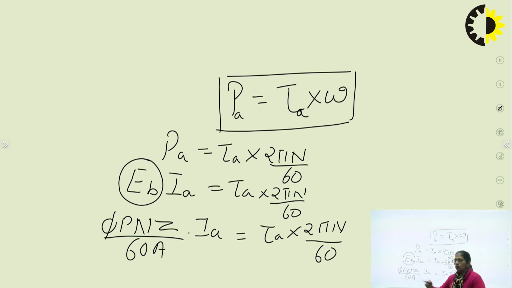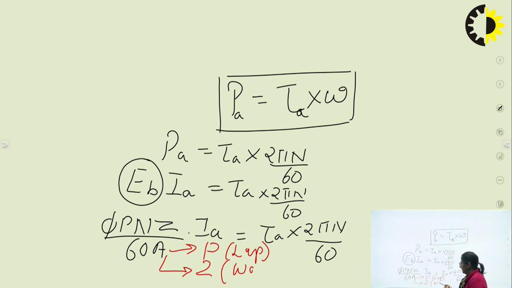P is the number of poles of the field. N is the speed of the armature at which it is rotating. Z is the total number of conductors on the armature. A is the number of parallel paths and depends upon the kind of armature winding. If it is a lap winding, then this A is going to be equal to the number of poles. This is for lap. And if it is a wave winding, then this A is always going to remain 2.